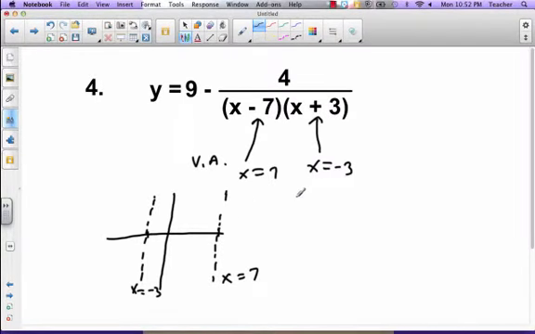So quick review, whenever we talk about vertical asymptotes, the whole point is that after we divide out the common factors, the values that make the denominator equal to 0, the equations with x equal to whatever those values are, are the vertical asymptotes.